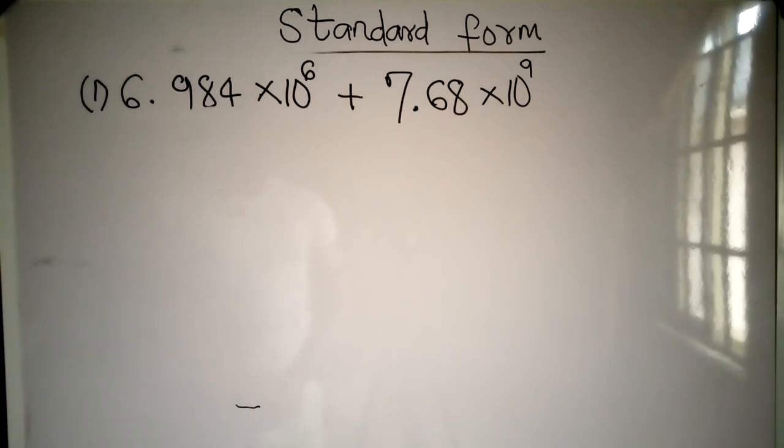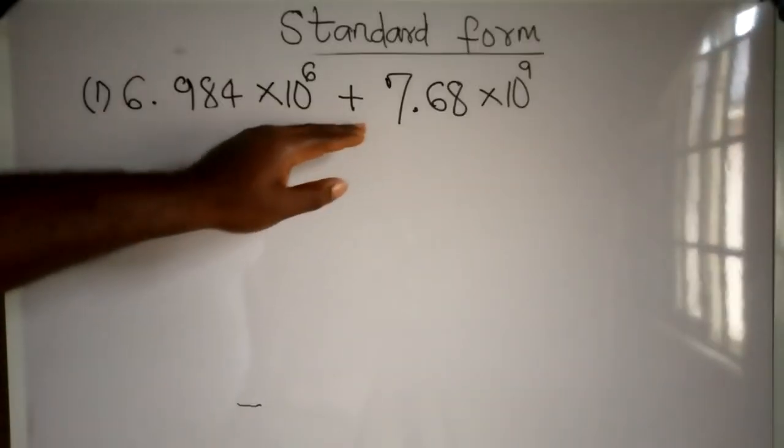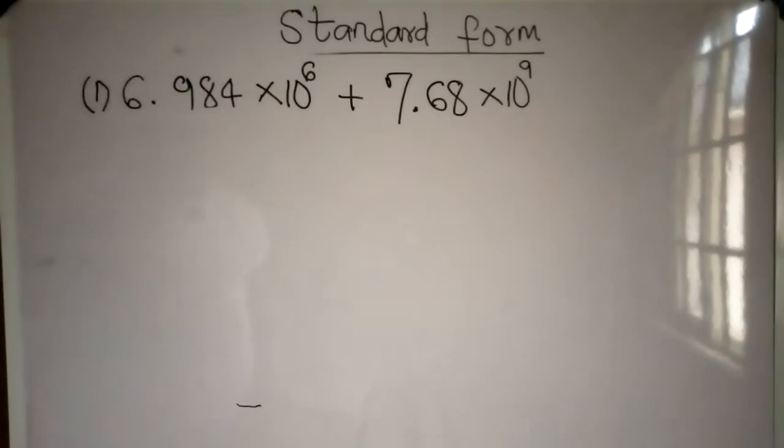Today we're gonna be looking at addition, multiplication, and division of numbers that are expressed in scientific notation. Now here we have an example: 6.984 times 10 to the power of 6 plus 7.68 times 10 to the power of 9.